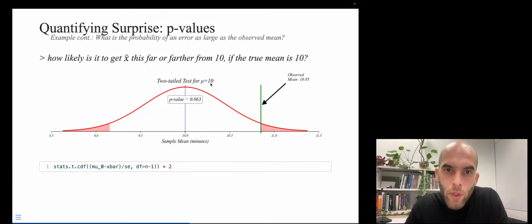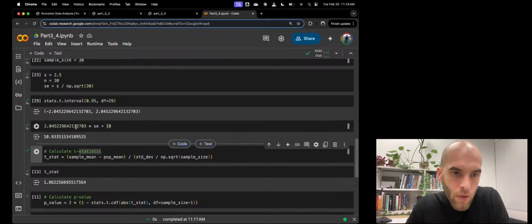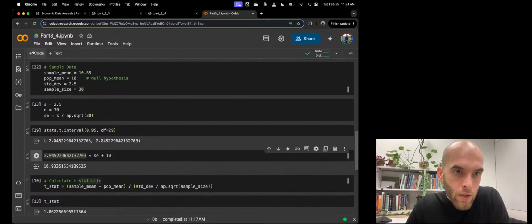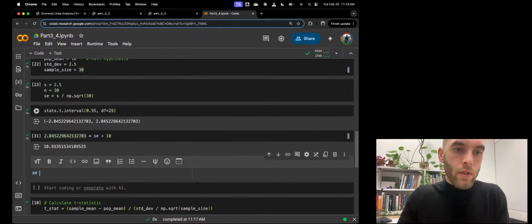So I'm going to copy this code over and we'll talk about what this means. Let's clean this up a little bit. Let's calculate a p-value.